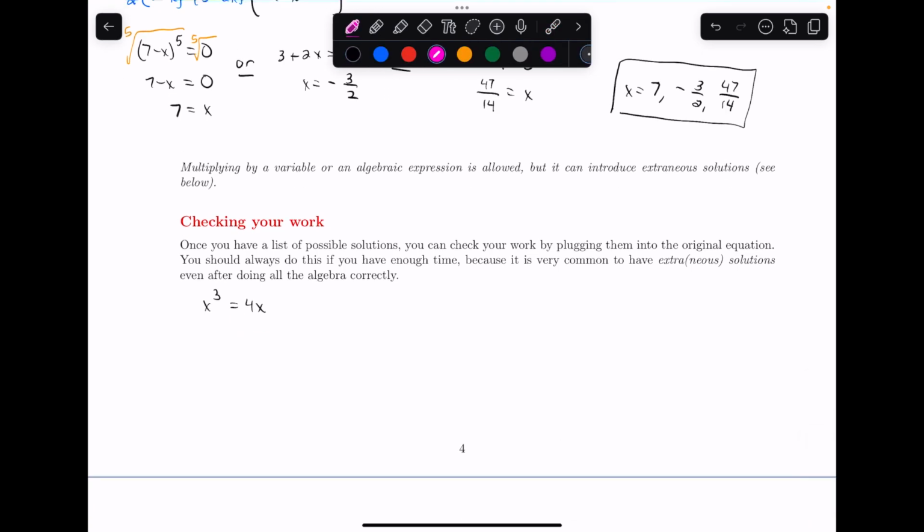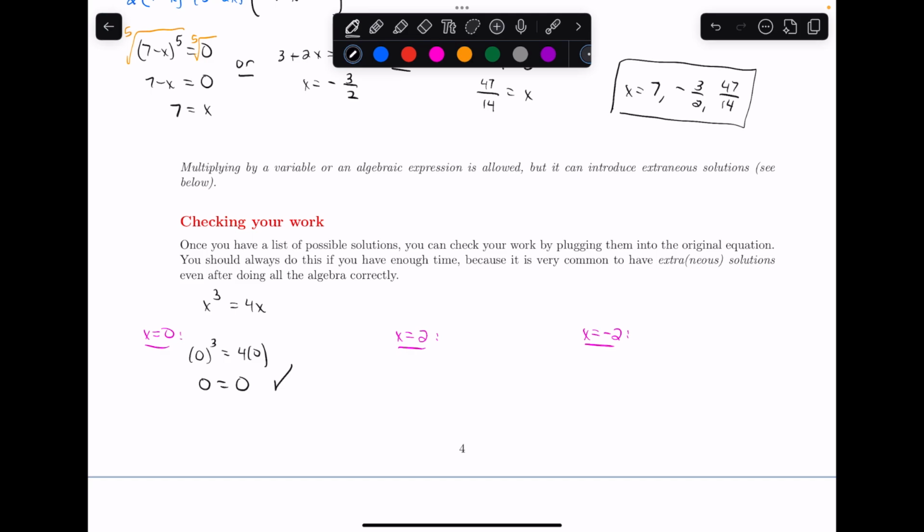So the first value was x equals 0. Then we have x equals 2. And the last one, we get x equals -2. Let's plug those numbers into this equation and see if both sides end up equaling. If I plug 0 in, we'll get 0 cubed equals 4 times 0. Oh, and both sides just equal 0. I get 0 equals 0. Oh, that's true. So check mark.